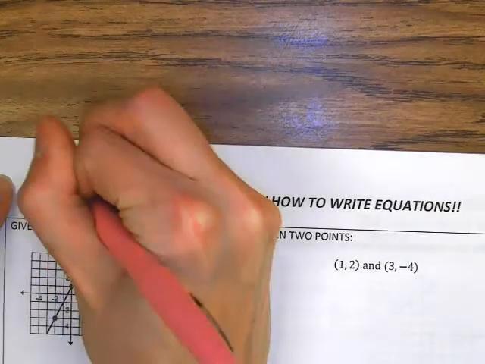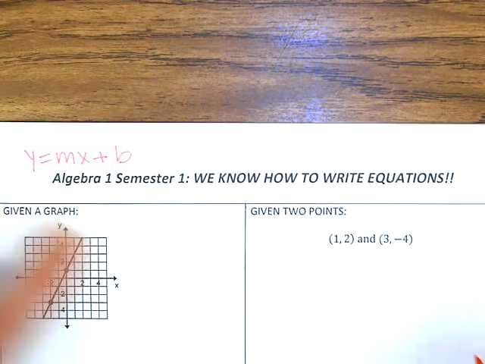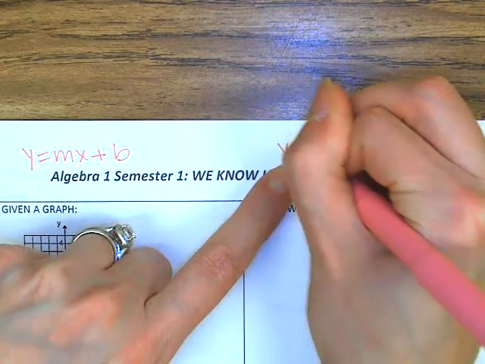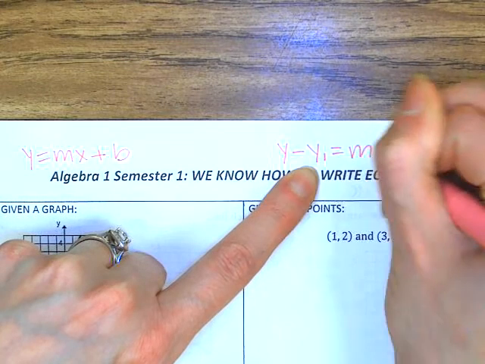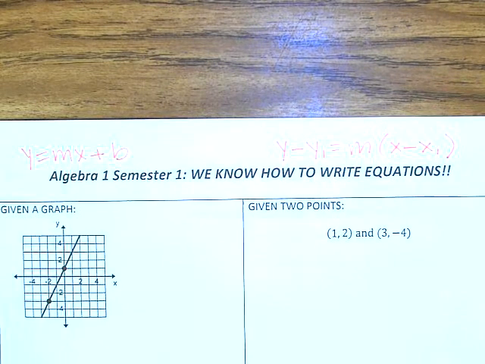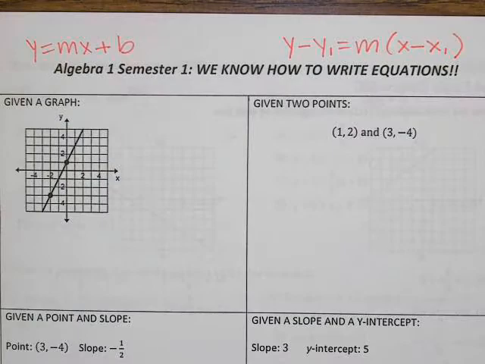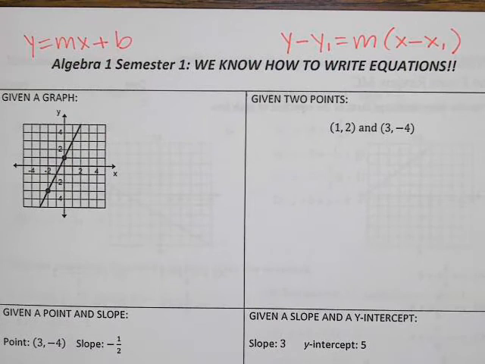Let's write our two forms here. Slope-intercept could be y = mx + b, and then point-slope would be y - y1 = m times (x - x1). Oh, sorry, you can't really see that. How do you know which one to use? It's really your choice depending on the problem or the multiple choice answers.